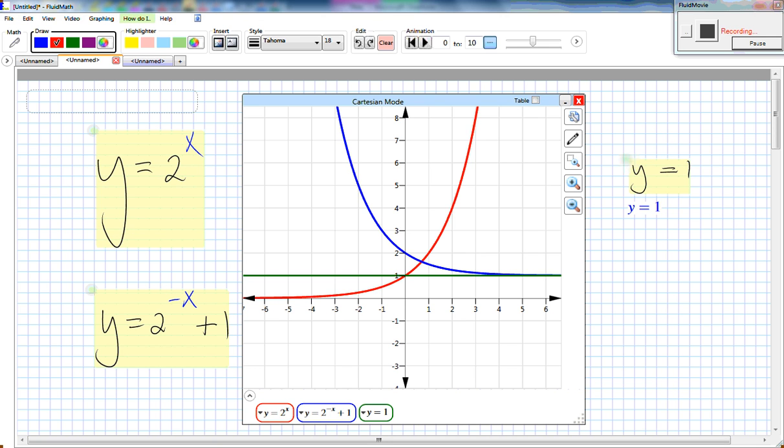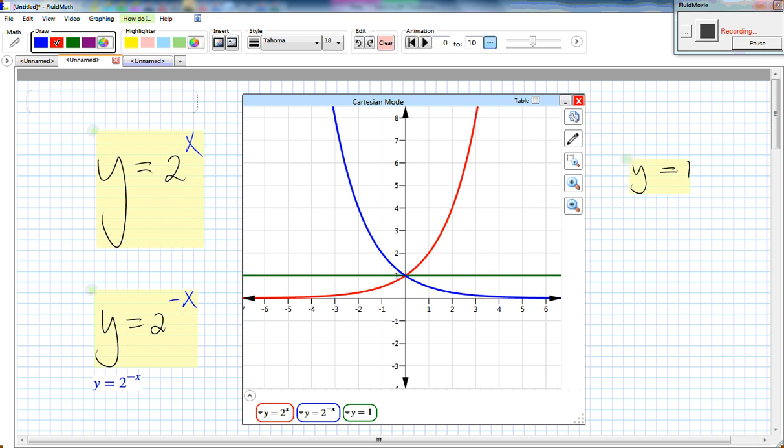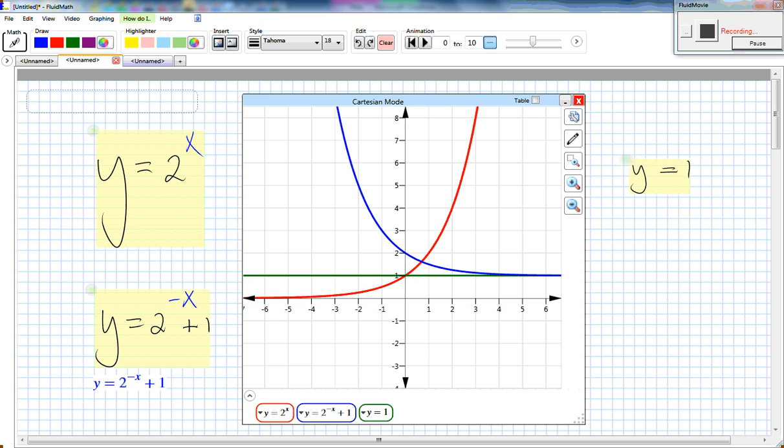So 2 to the negative x is a reflection. Here, I'll erase that for you. Okay? So there's 2 to the negative x. That would just be a reflection over the y-axis. And then finally a plus 1 on the back end, which moved the whole thing up 1 unit. So you should end up with something that looks like that. And the horizontal asymptote is the line y equals 1. So therefore, the range is all real y's such that y is greater than 1. Okay, guys, feeling pretty good about this?